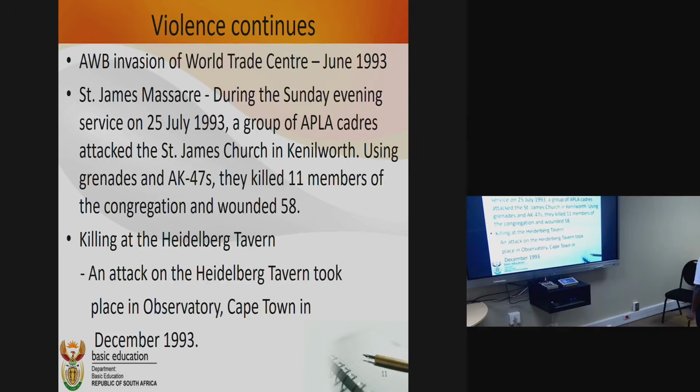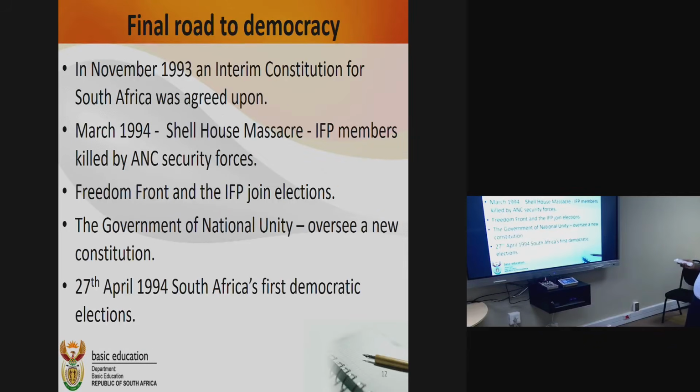There was also a killing at the Heidelberg Tavern. This attack took place in Observatory, Cape Town in 1993. However, after the sunset clause, everything was in order. So political parties reached an agreement that on the 27th of April 1994 there would be elections. In November 1993, an interim constitution for South Africa was agreed upon. In March 1994, there was the Shell House massacre.